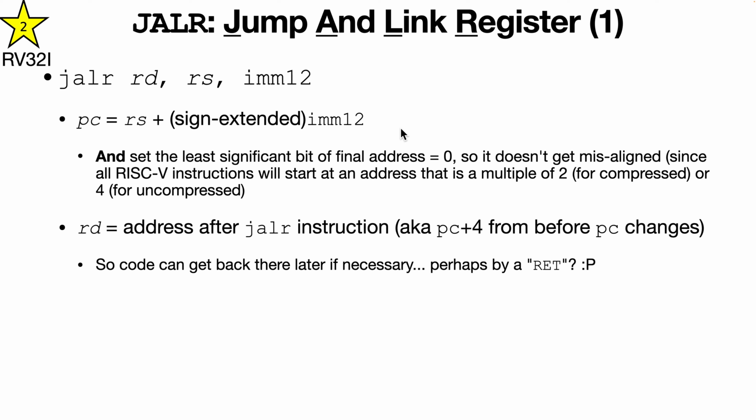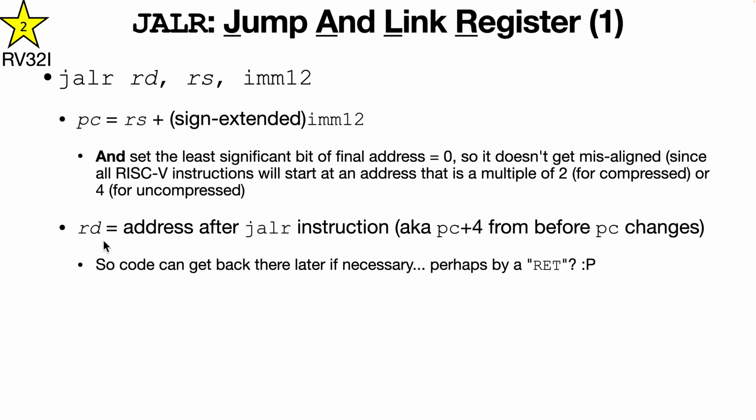That means that all valid assembly instructions should always be at a multiple of 2. So every compressed assembly instruction is going to sit on an address 0 or 2 or 4 or 6, and your non-compressed ones are 0, 4, 8, 12, etc. But by setting the least significant bit to 0, that just enforces that every single possible value placed into PC is going to be a multiple of 2. And so that is to try to avoid instruction misalignment.